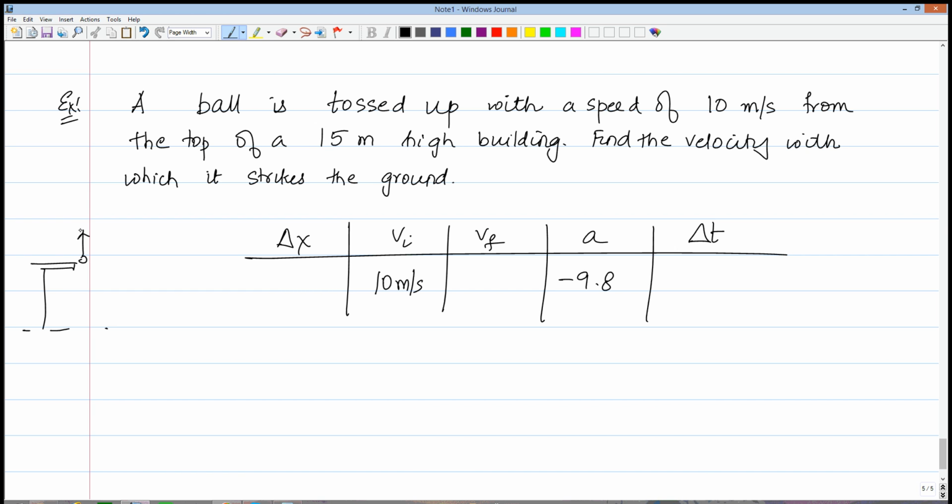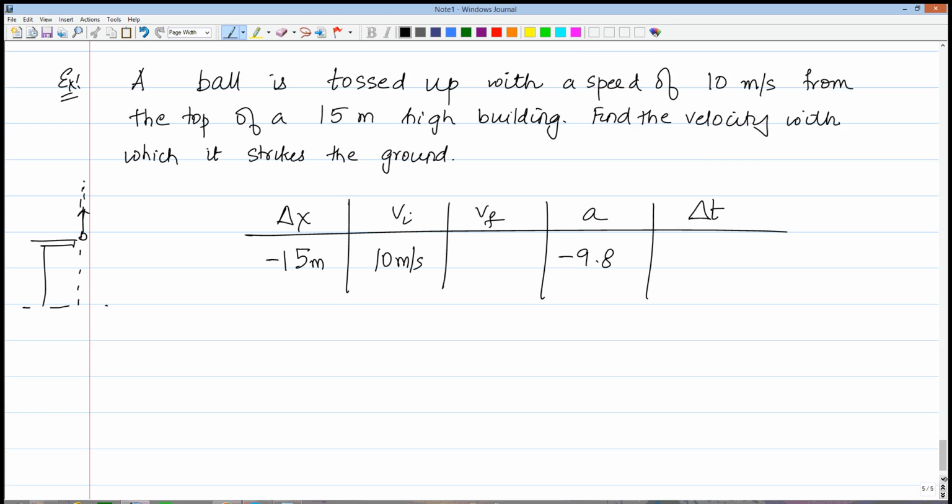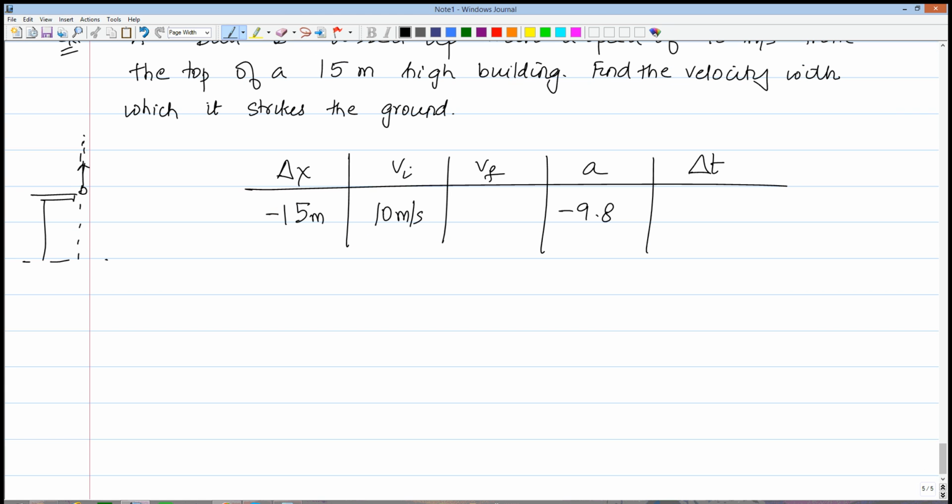You're tossing something up, it's going to go up, and then it's going to come and strike the ground. Okay, and delta x is the displacement. If you're from the top of a 15-meter high building, the ball goes up and hits the ground. If you recall from when we defined displacement, it is simply final position minus initial position. And since you're eventually going down, your displacement absolutely must be negative 15 meters. So something to make sure that you keep in mind. Okay, so the displacement is minus 15.